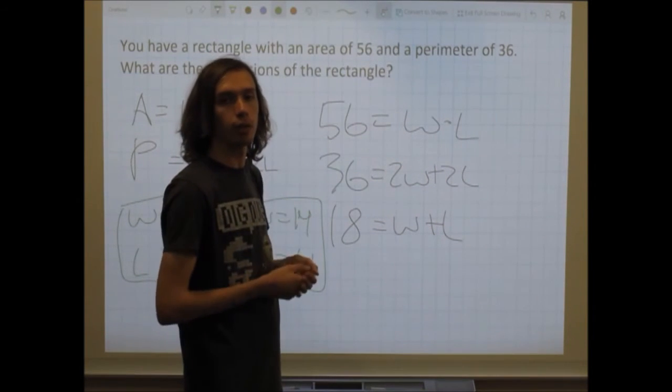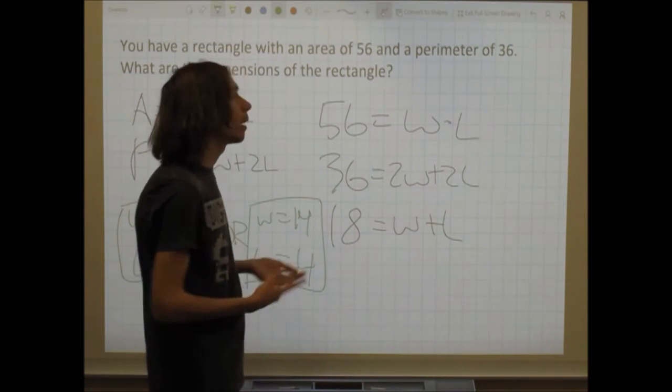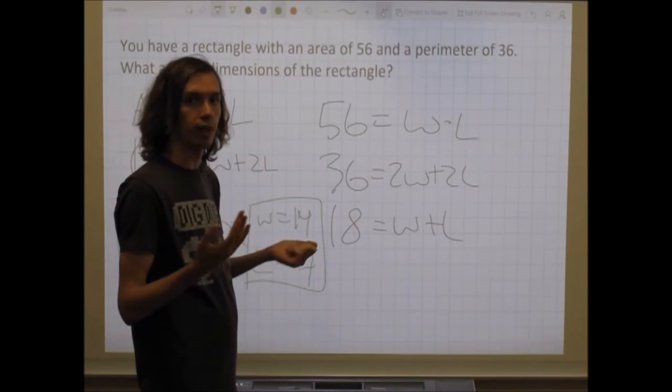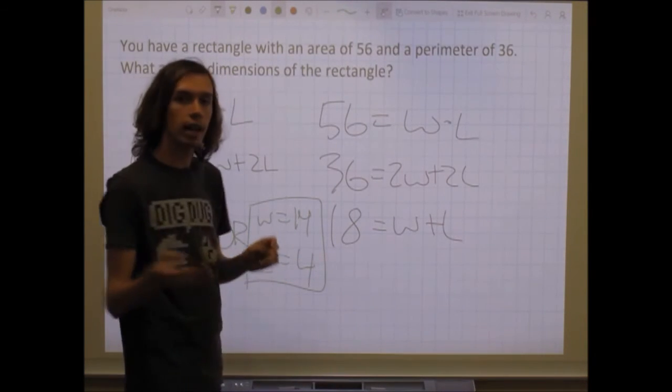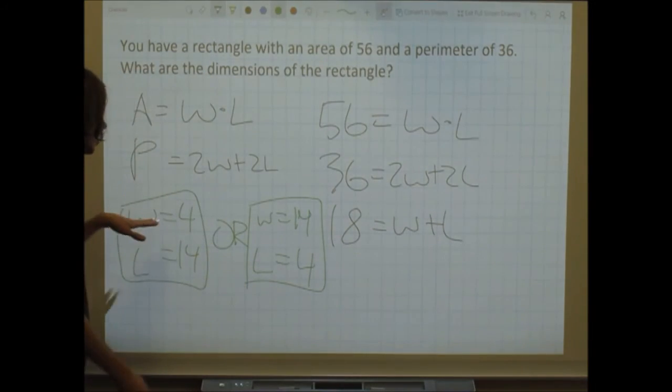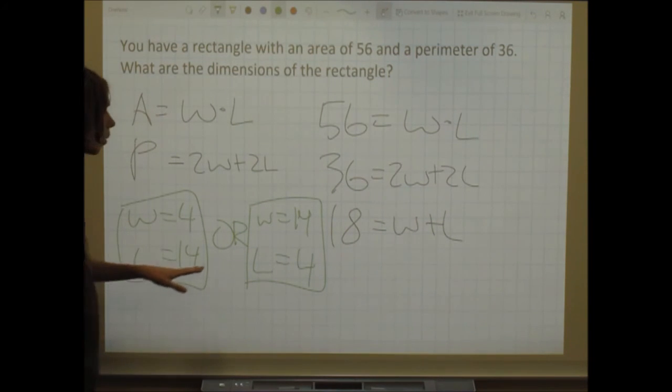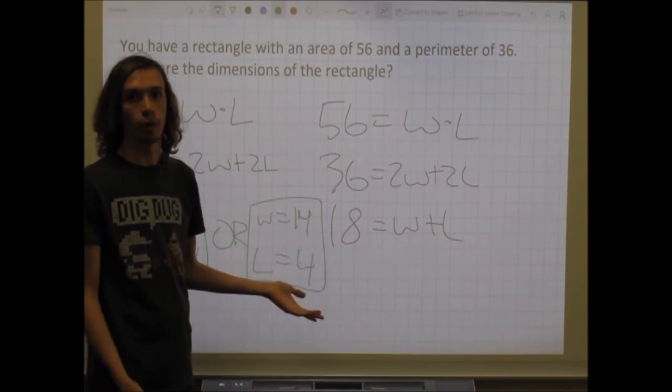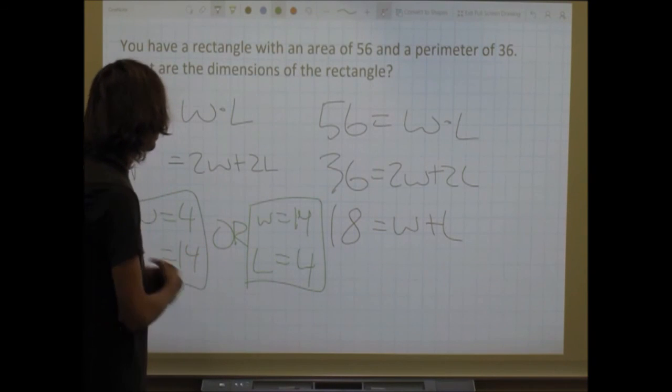You get a quadratic equation. That one should be easy to factor this time. Hopefully you found that easier to factor. And you should get that the answers are either the width is 4 and the length is 14, or the width is 14 and the length is 4, right? Same rectangle basically. So hopefully you got the same answers.